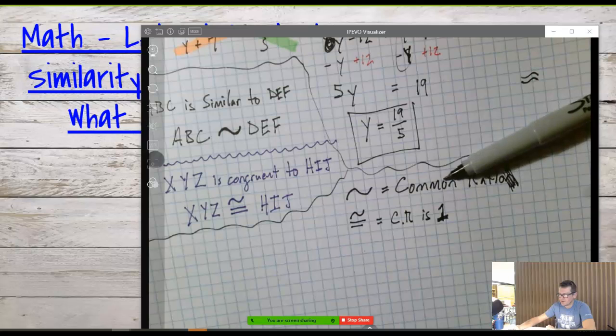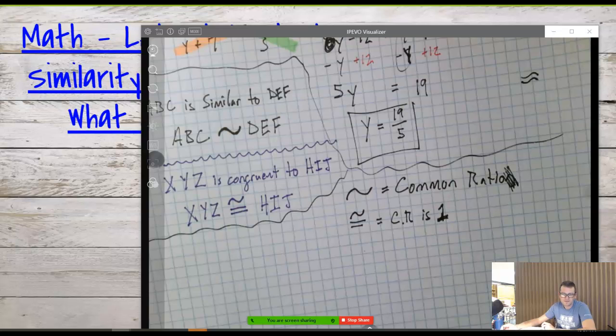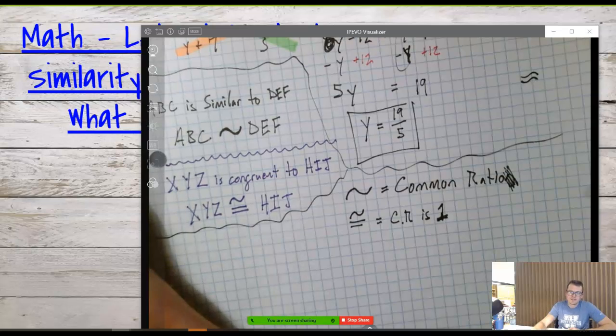Sorry, I think my brain was stuck on the word common when I wrote the word ratio, and I went ahead and put an N out there. That does not belong there. Math teachers can't spell. I can't even word. What am I talking about?